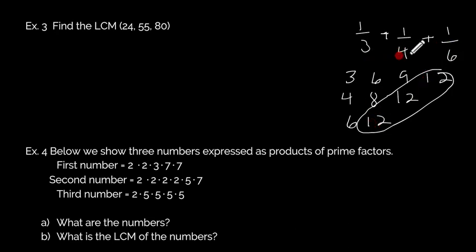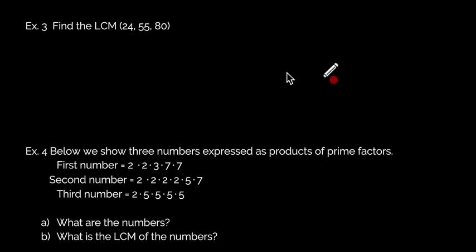And we could just do that because we can figure it out. But eventually the numbers are going to be so big that you can't just look at that and try to figure out what they're all going to go into. So we're going to use our good old prime factorization to figure out what the least common multiple is.